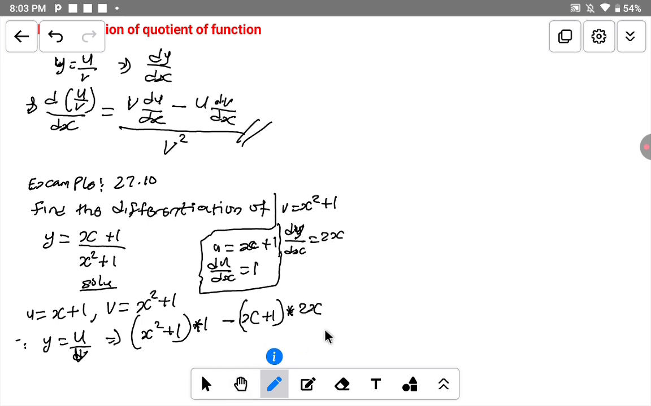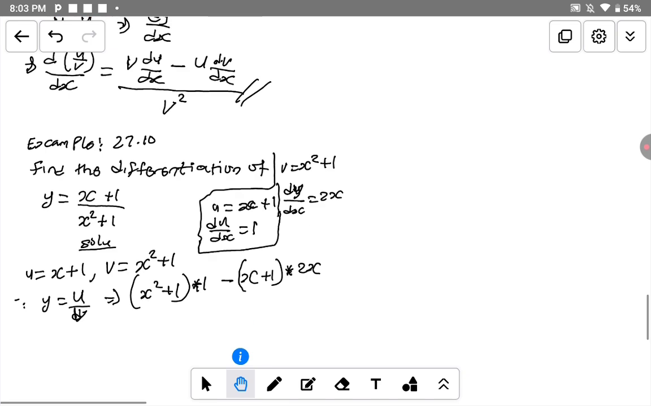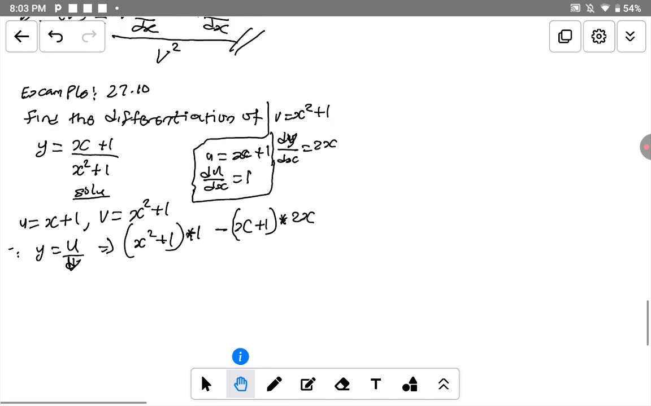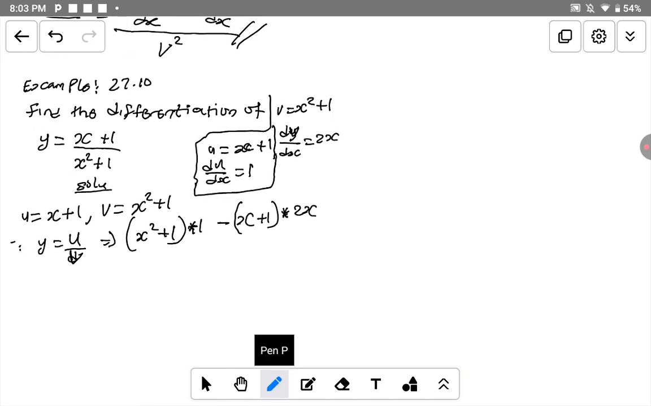Now let me create a small space here. Let's come back now. Everything is still divided by v squared. And what's our v here? We have our v as s squared plus 1, so everything is squared. Are you getting it now? Everything is squared.